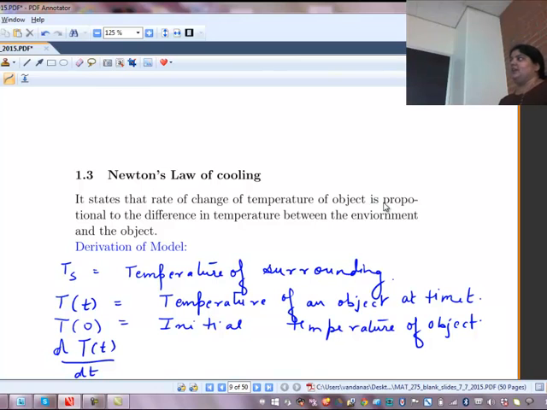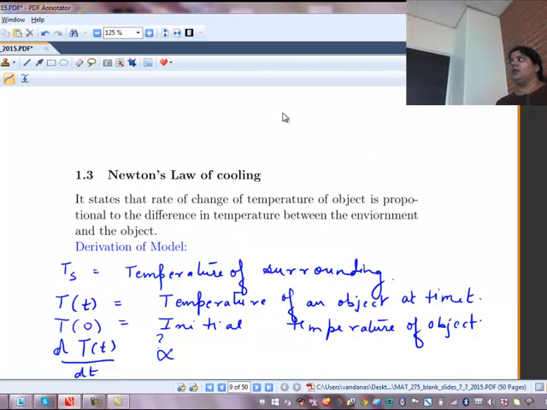And what this law is saying is that it is proportional to the difference in temperature between the environment and the object. Well, proportional, we still have to formulate this. What does this mean, proportional to the difference in the temperature? Now you can say that it could be capital T of t minus Ts, or you can say it could be Ts minus capital T of t. It can be either way, the difference.